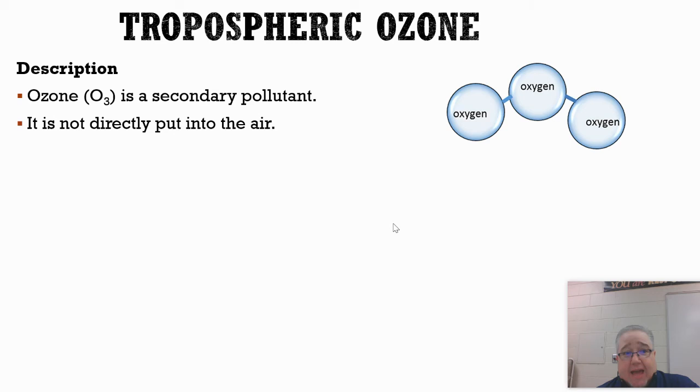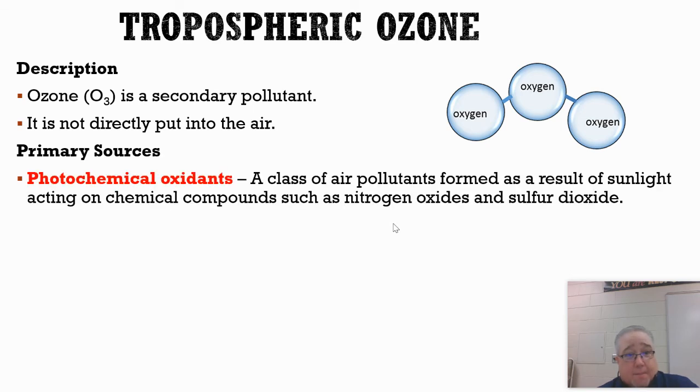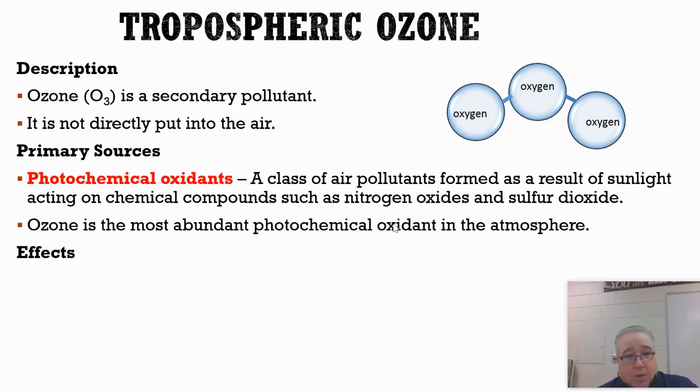All right, tropospheric ozone is the final one I want to talk about today. Tropospheric ozone is a secondary pollutant. We don't put it directly into the air, but we do put it indirectly into the air. The biggest way that we put ozone into the air, as a secondary pollutant, is through something called a photochemical oxidant. Think about the term photo. That means light, okay? Chemical is chemical, okay? Oxidants means that they're reacting with oxygen.